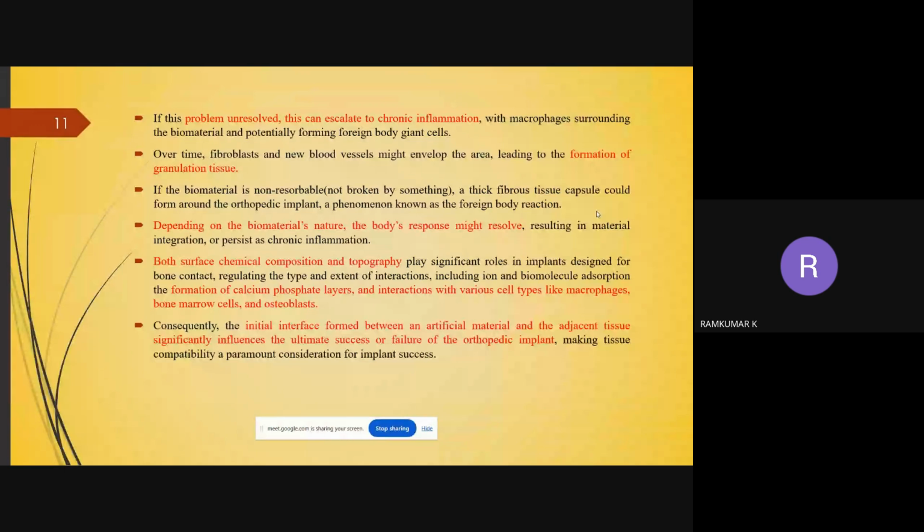adjacent bones. So depending on the biomaterial's nature, the body's response might resolve. The main thing is that both surface chemical composition and topography play significant roles in implants. That is what type of interactions it is making, and biochemical absorption. For example, formation of calcium phosphate layers and the interaction with the macrophages and the bone marrow cells. If the implant material is not created properly, then the implant will fail.